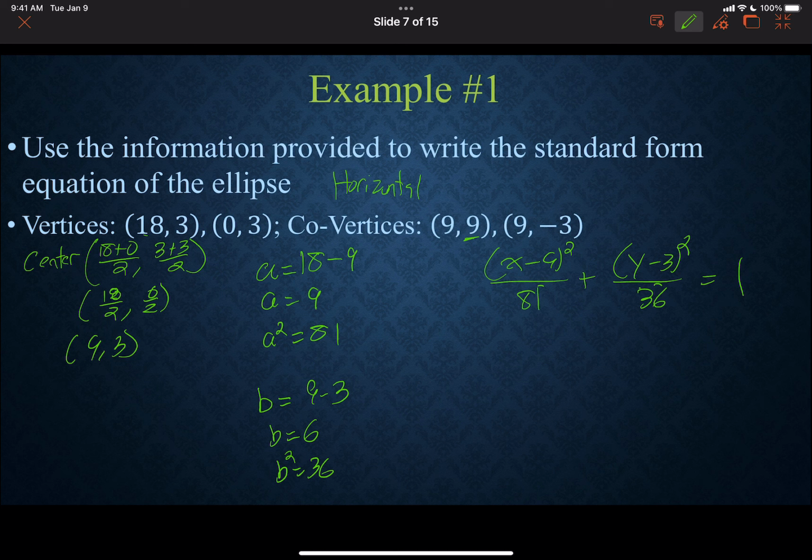All right, so again, center is always the midpoint of the vertices or co-vertices, and then the values of a and b are how far away the vertices and co-vertices are from the center. It's a simple subtraction problem. If you get a negative, it doesn't matter because you're squaring it, so it turns out to be a positive. The negative would just imply it's on the negative side of the center.